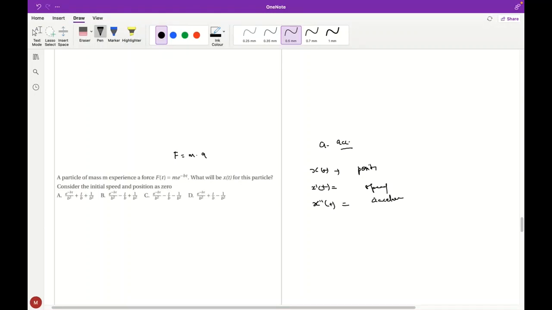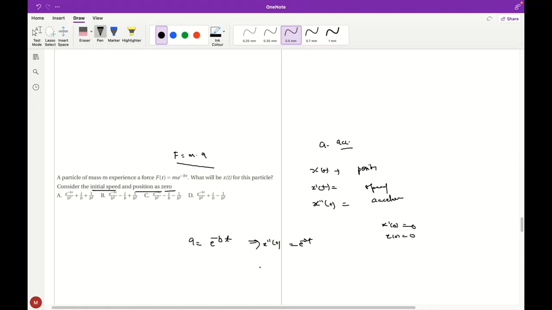Then from this equation we can compare F equal to m times a. So a equals e to the power minus bt. Now we have to find the position vector. So x double dash t equals e to the power minus bt, it is given, and also x dash 0 equals 0 and x 0 equals 0, which is also given as the initial speed and position being 0.